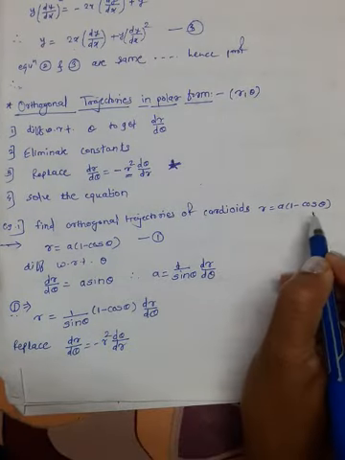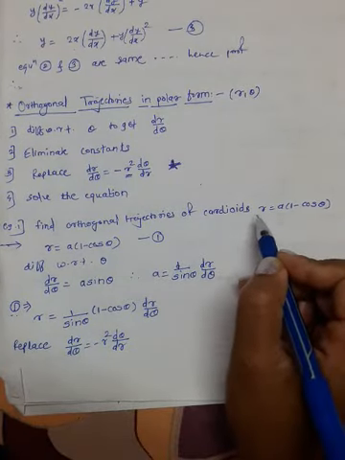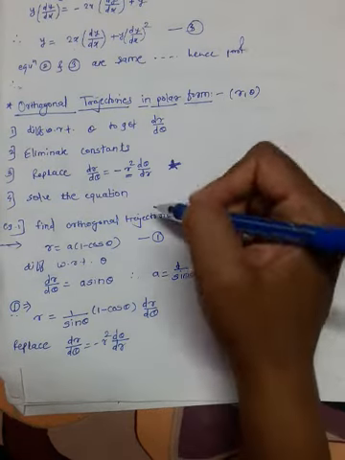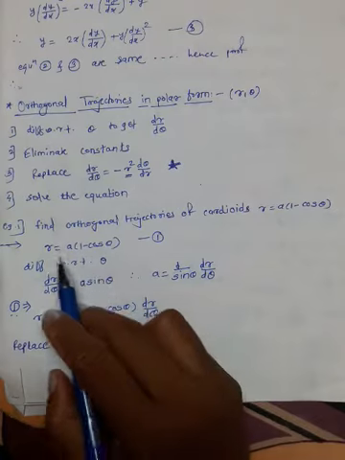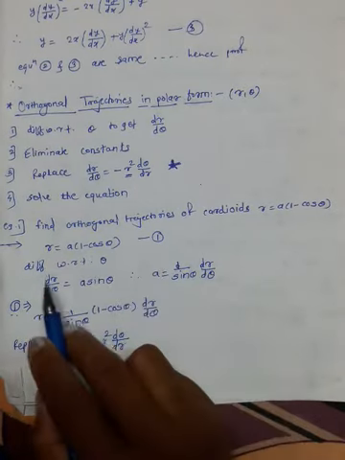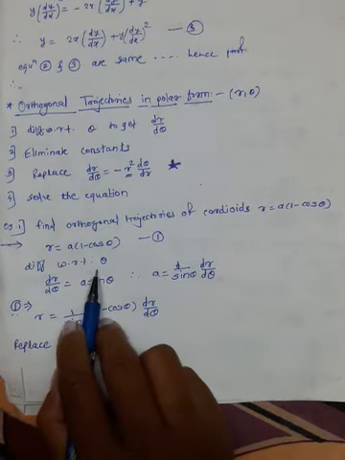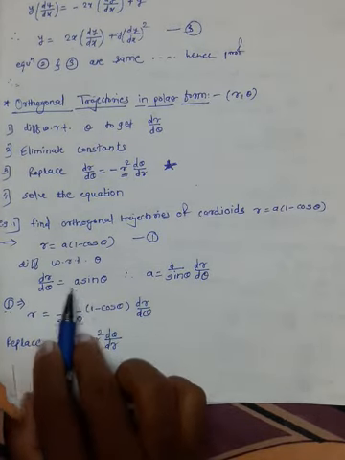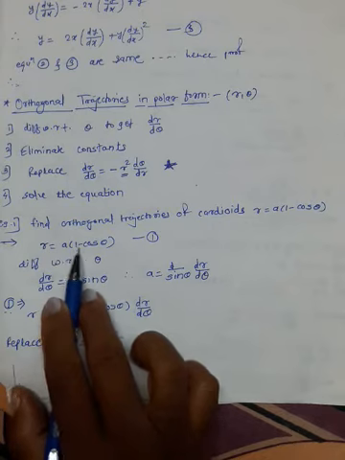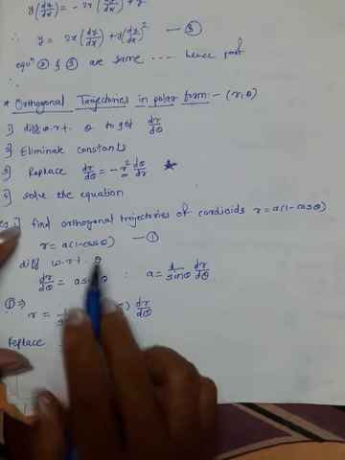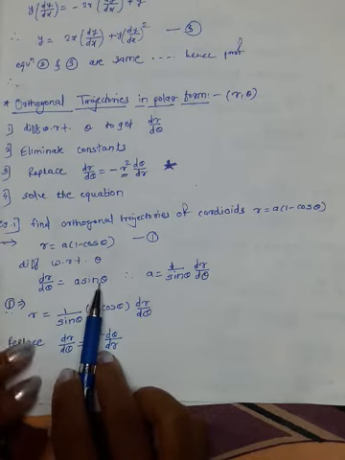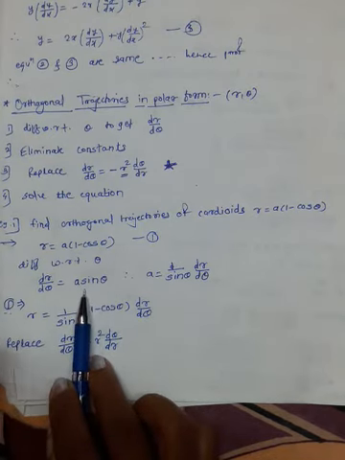If you see this equation, it contains r and theta. That means it is a polar form, so we have to follow these steps. Let us start with the first step. Call this equation number 1. Now differentiate the given equation with respect to theta. We get dr by d theta is equal to a times, derivative of 1 is 0, derivative of cos is minus sin, minus minus becomes plus, so a sin theta. This is the first step.